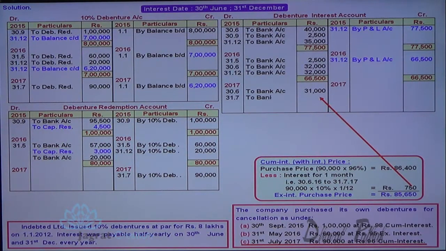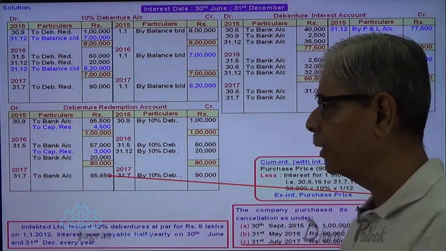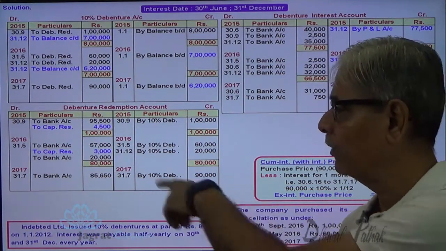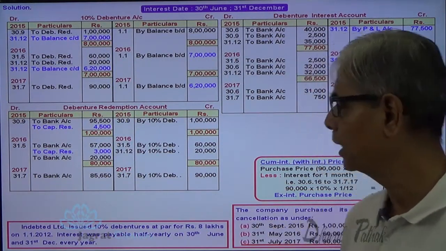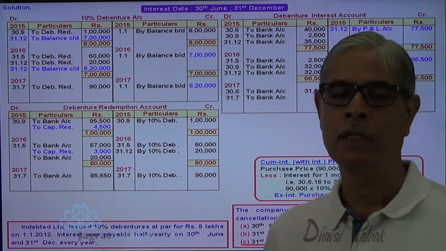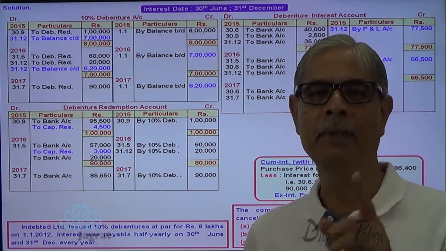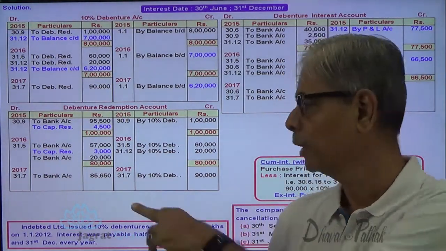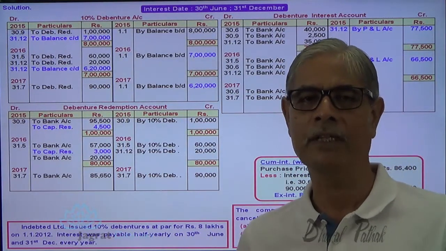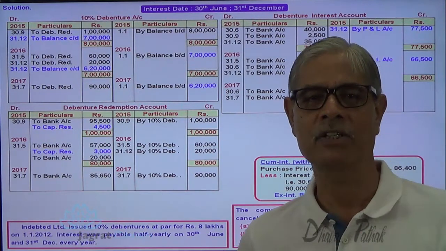Debenture interest account debit to bank account. Debenture redemption account debit to bank account. So the 90,000 liability is paid by giving 85,650. Profit on cancellation will be transferred to capital reserve. This entry is recorded on 31st of July. In this year 90,000 redemption has taken place. The minimum redemption required is 80,000. Here the redemption is more than 80,000, so we need not transfer any funds to debenture trustees.